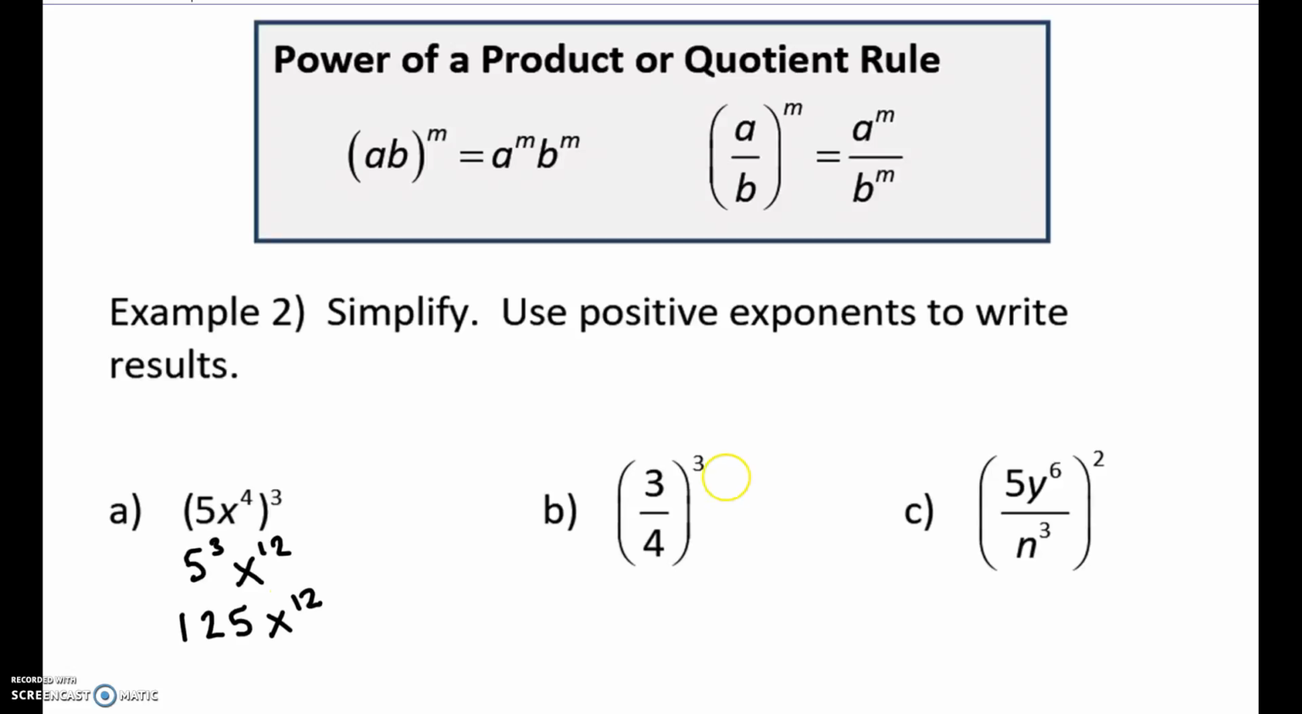3/4 to the 3rd is the same thing as 3 to the 3rd over 4 to the 3rd. Well, 3 to the 3rd is 27. 4 to the 3rd is 64. So that would be my answer. Here, I would first do 5 squared, which is 25. Y to the 6th squared becomes y to the 12th. Over n cubed squared becomes n to the 6th.